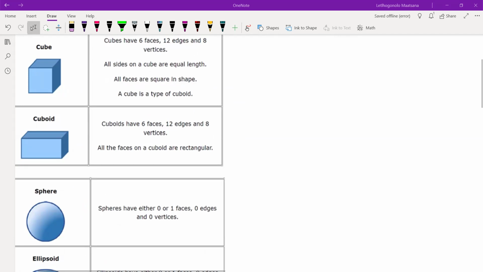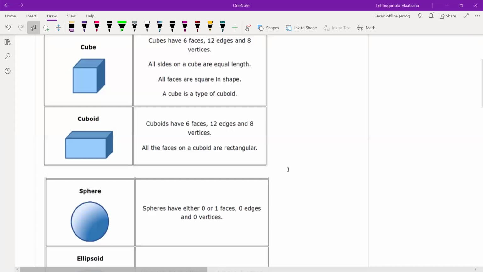The first one we have here is a cube. A cube has 6 faces. It has 12 edges and 8 vertices. So when we're talking about faces, we're talking about these areas. When we're talking about edges, we are talking about these areas. And when we're talking about vertices, we are talking about these corners.